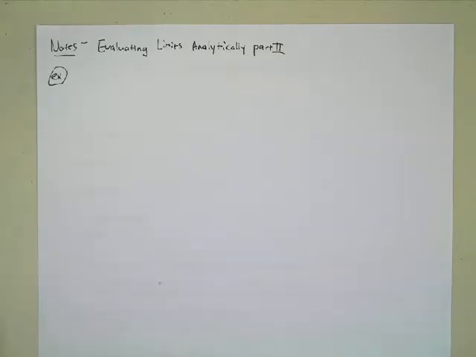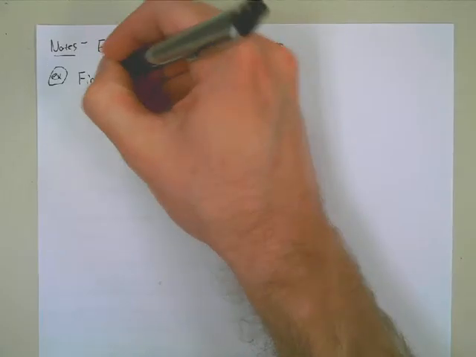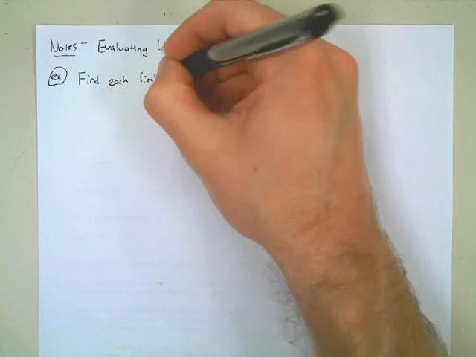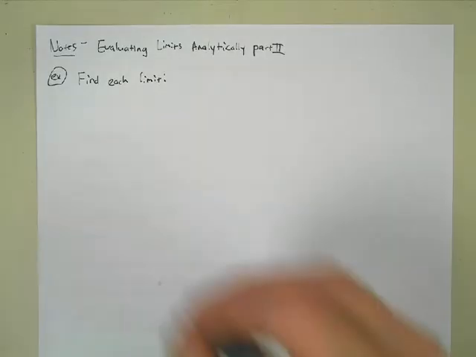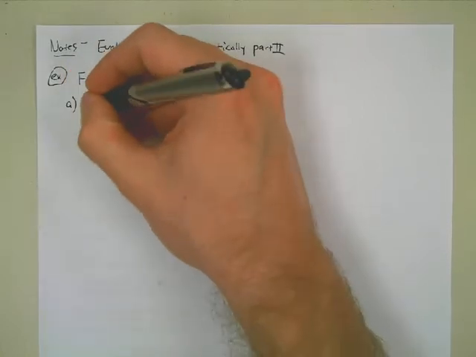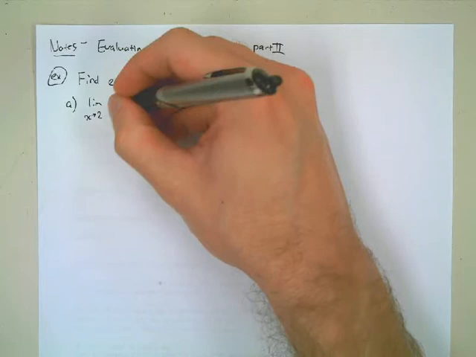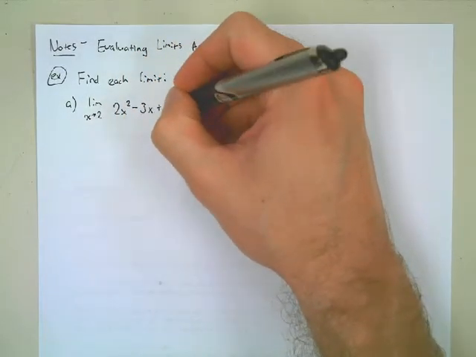Just as a bit of a refresher, we'll jump in making sure we remember how to do this stuff, so we can find each limit. We're just going to run into an example first, to finish up some of the stuff we talked about from yesterday. First thing, the limit as x approaches 2 of 2x squared minus 3x plus 1.